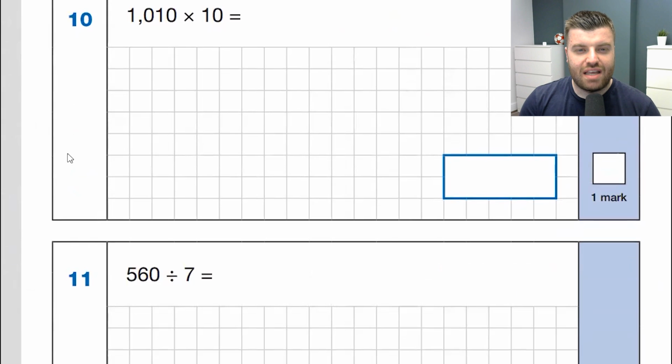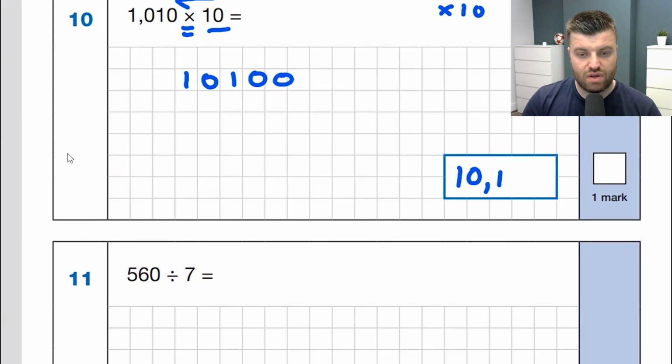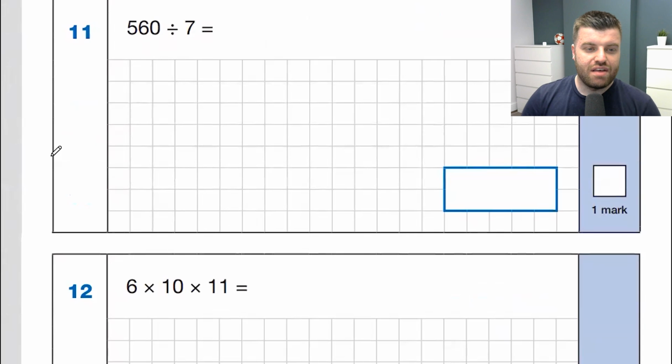Question 10. It looks quite simple, but there's lots of ones and zeros, and we could end up getting confused. So 1,010, and we are multiplying by 10. And straight away, when we multiply or divide by multiples of 10, so that's 10 or 100 or 1,000, we know we are shifting up and down the place value chart. If we multiply by 10, we're going to shift these digits to the left as they're getting bigger, and we're going to put a placeholder at the end. The answer here is 10,100.